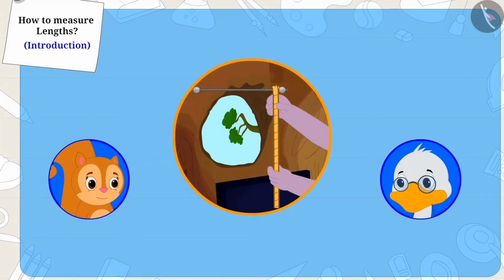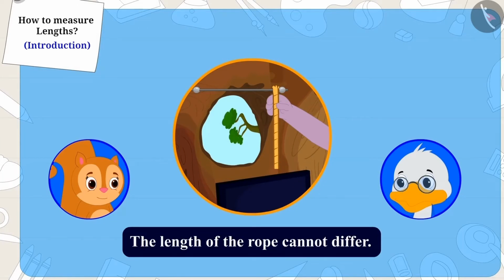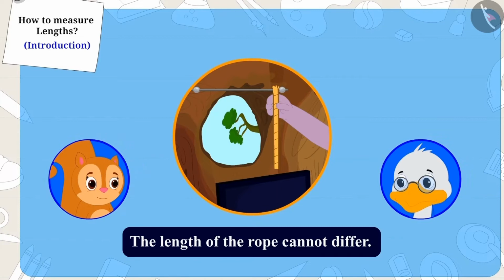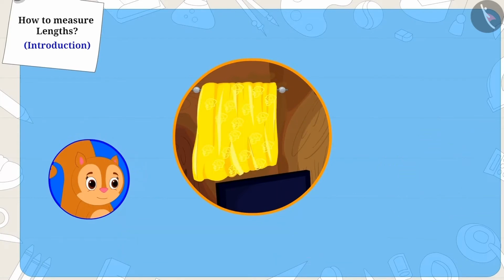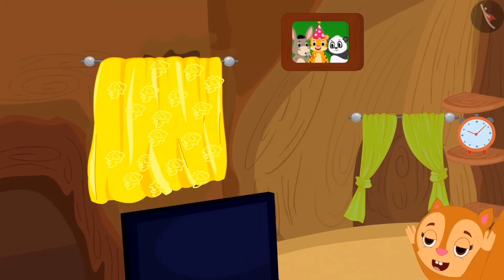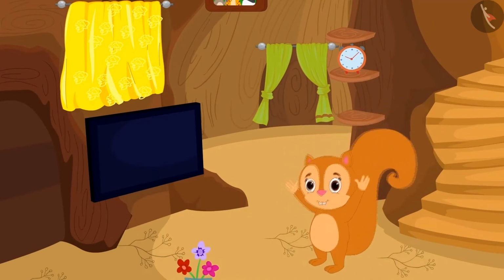Appu had measured the length of the window with the help of a rope. And because the length of the rope cannot differ, uncle's and Chanda's measurement became exactly the same. And Chanda found a curtain that was the right measurement for her window. See how beautiful Chanda's curtain looks, and she is now dancing with joy.